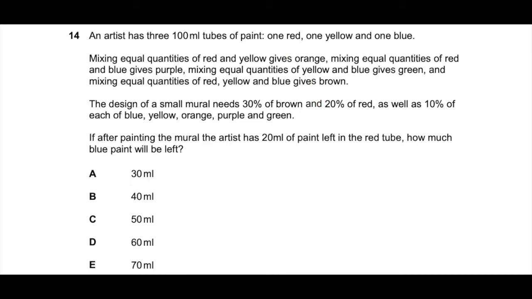The percentage of paint used that was blue: blue on its own equals 10%, blue in brown paint equals 30 divided by 3 equals 10%, blue paint used in green paint equals 10 divided by 2 equals 5%, blue used in purple paint equals 10 divided by 2 equals 5%. Therefore the total percentage of blue paint used equals 10 plus 10 plus 5 plus 5 equals 30%. 30% of 200 milliliters equals 60 milliliters, 200 multiplied by 0.3 equals 60. Thus 60 milliliters of blue paint was used. The amount of blue paint left from the 100 milliliters tube will therefore have been 40 milliliters, 100 minus 60 equals 40, and option B was correct.